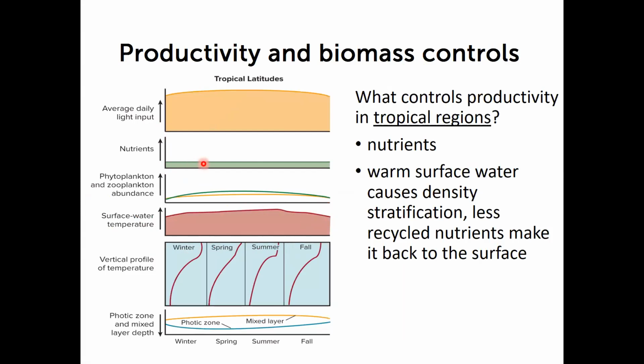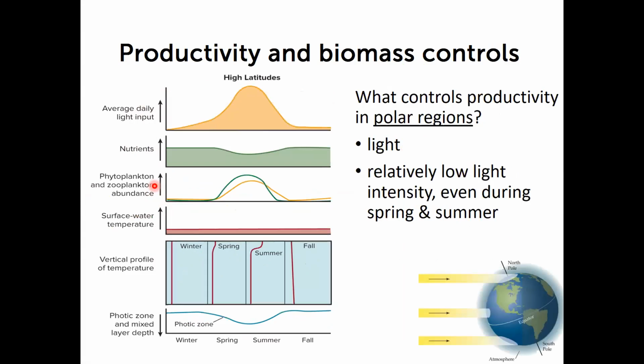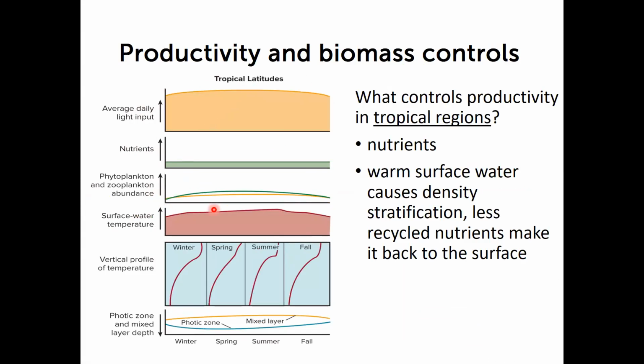So nutrient concentrations in the tropics are generally pretty low because we have this very shallow mixed layer. The regenerated nutrients are staying deeper in the water column. They're not brought back up to the surface where they can be used for photosynthesis. There's plenty of sunlight throughout the year, so light is not a limiting factor, but low nutrients are a limiting factor. So we generally see low phytoplankton and zooplankton abundance, and we don't have blooms. So in high latitudes, we get this spring and summer bloom. Tropical latitudes, we don't really see much change throughout the year.